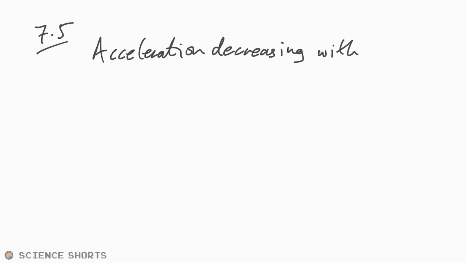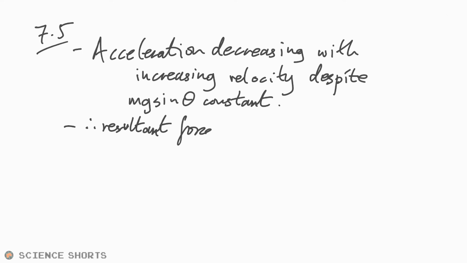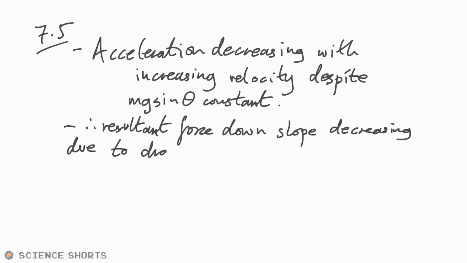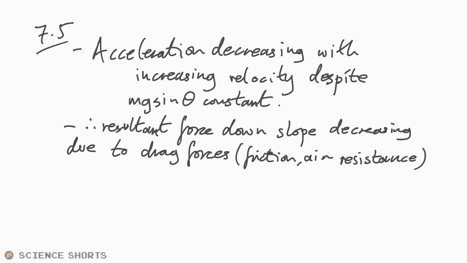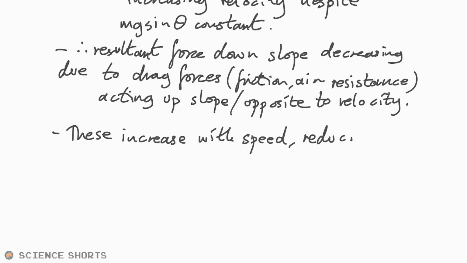Energy transfers occur as the cyclist travels. Outline how these energy transfers explain the shape of the graph. Okay, so acceleration is obviously decreasing as we get faster. Acceleration decreasing with increasing velocity, despite mg sine theta constant. So why is this? Well, it's because of terminal velocity, isn't it? And drag forces. Therefore, resultant force downslope decreasing due to drag forces. That could be friction, air resistance, acting upslope or opposite to velocity. These increase with speed, reducing acceleration. I'm repeating myself a little bit, but it's a 3-mark question.